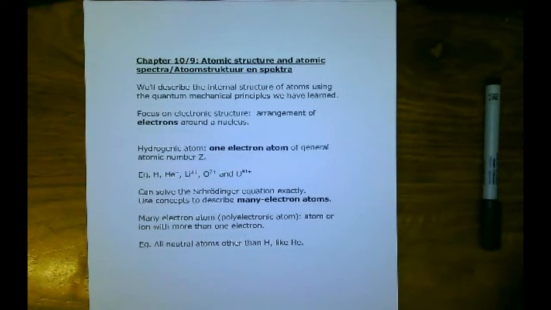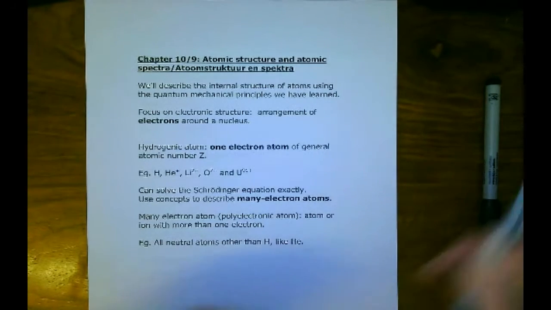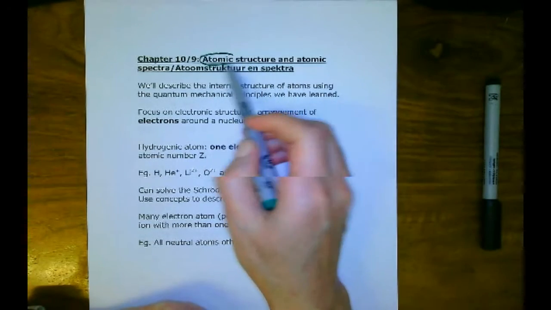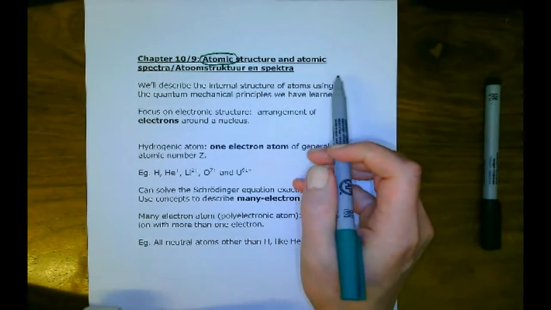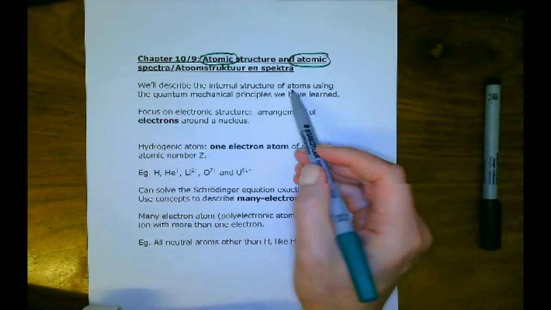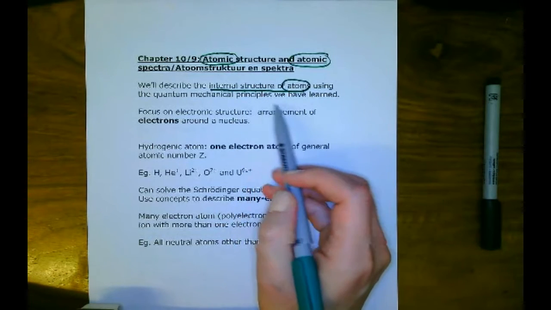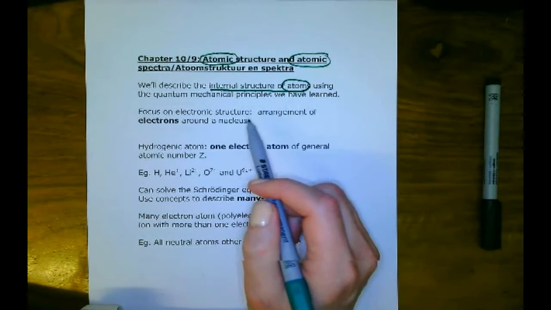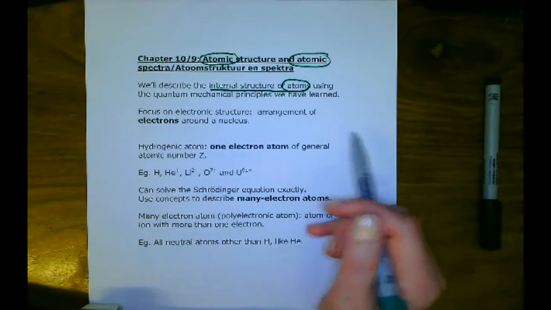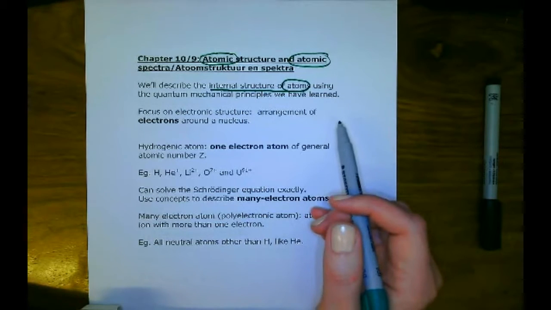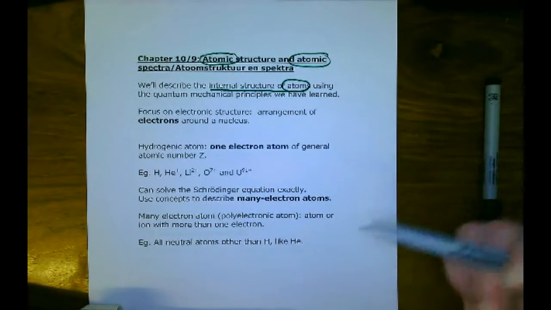Ladies and gentlemen, we will now move to the next chapter, looking at the quantum mechanical description specifically of atoms, and also linking that up with the spectra of atoms. So we're going to look at the internal structure of atoms using the quantum mechanical principles we've learned. In the first two chapters, we defined some definitions and also some tools that we're going to use now on atoms.